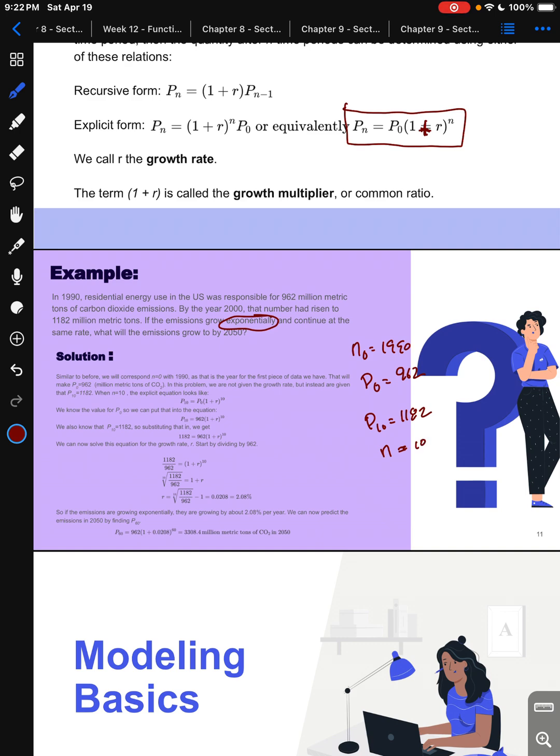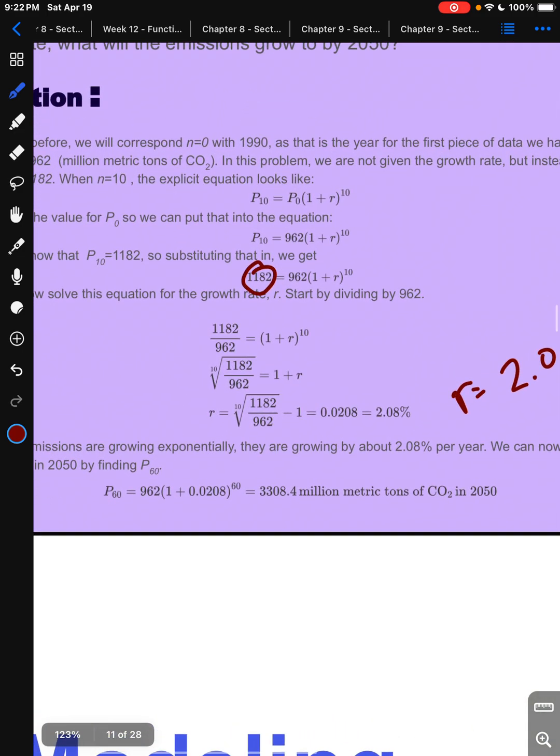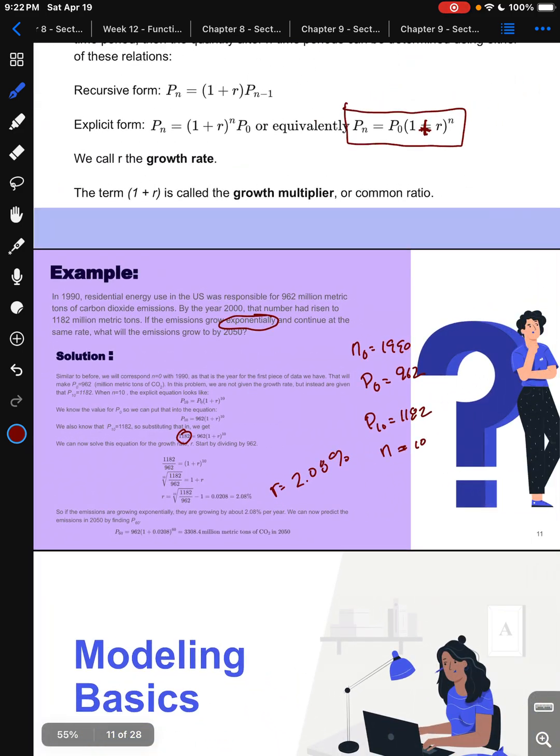So what we can do then is do some math and figure out what our R is. In this case, P sub 10 is 1182, and we've got our original start at 962, and we're going for 10 years. So if you solve that equation, you're going to get R equals 2.08%. And then you can use that to figure out what it's going to be in 2050, which is going to be 60 years, P of 60. So you plug the formula in here, and you get 3,308 million metric tons of CO2.